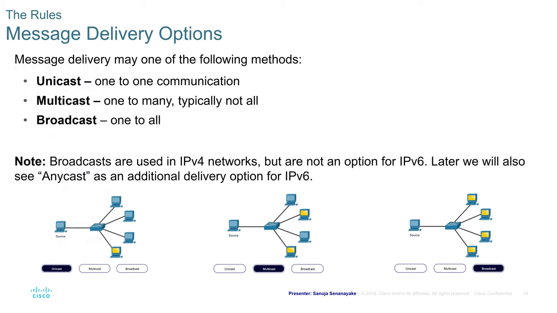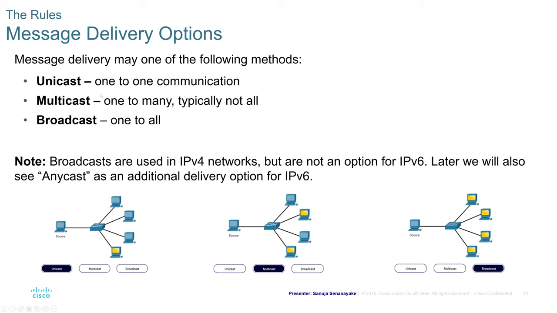The message delivery options include unicast, multicast, and broadcast. These three options are used by networks to communicate with other devices. It could be intermediary devices, such as switches and routers, or end devices, such as a computer or a laptop. Broadcasts are used in IPv4 networks, but are not an option in IPv6. And again, we will talk about that in depth in a different video and lecture series.